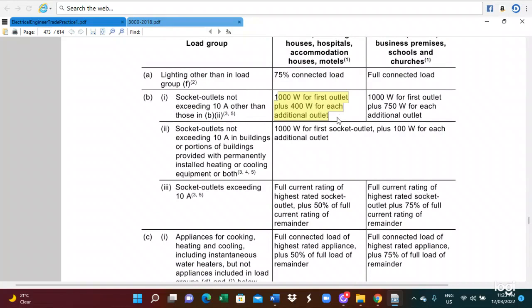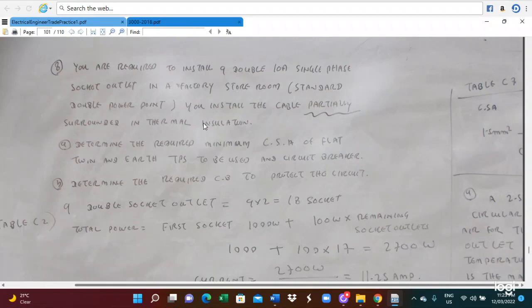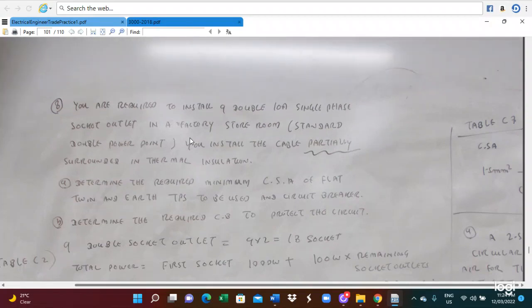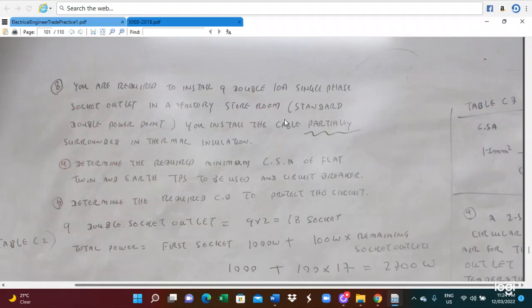So that electrical installation, where is that electrical installation? You are required to install 9 double 10 amp socket outlets. So this is for the factory. This is a factory system you utilize. In this case, this is a socket outlet application.